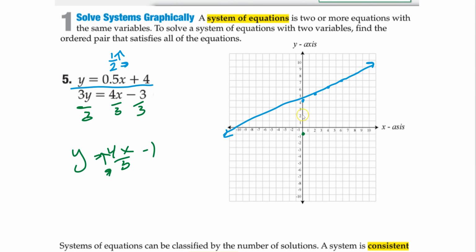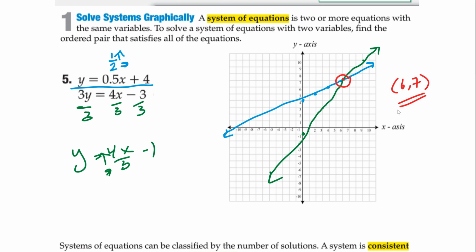So up 4: 1, 2, 3, 4. Right 3: 1, 2, 3. Up 4: 1, 2, 3, 4. Right 3: 1, 2, 3. So that's where they cross. Oof. There's my kind of straight line. And my solution is where they cross, right there, which looks like 6 and 7.